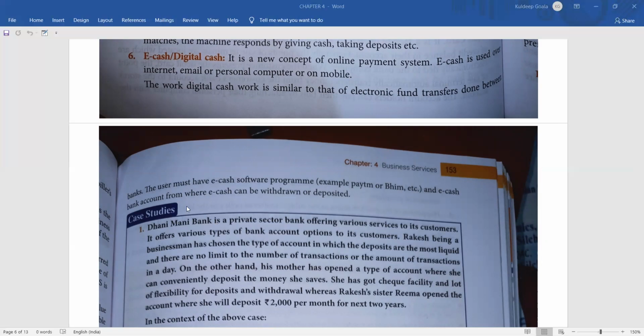Okay, and e-cash bank accounts, from where e-cash can be withdrawn or deposited.